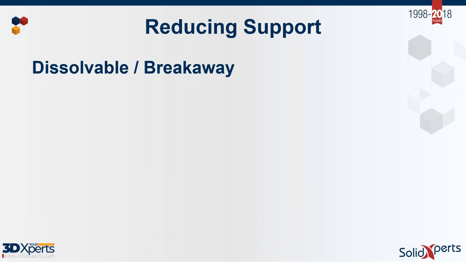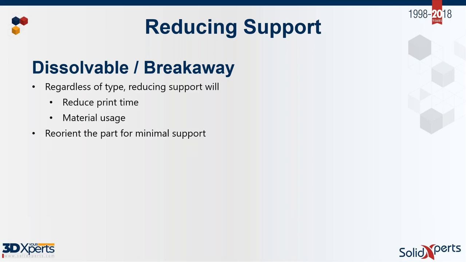And then going on to that tab, I was just here a moment ago, making sure that I was truly presenting: if you have a Stratasys printer and you have dissolvable support, something like a PVA or a water-dissolved support, if you can reduce it and not use it, then you're going to have a better experience. So regardless of type, reducing support will reduce print time and material usage. You should also reorient your part for minimal support.